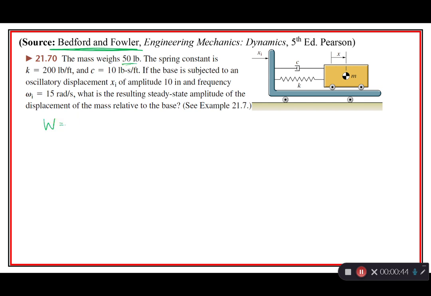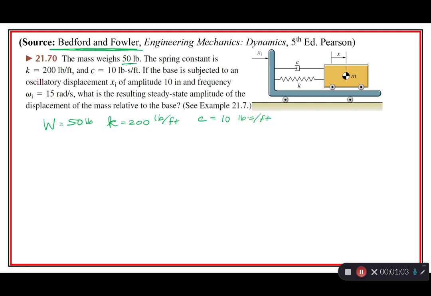So this mass weighs 50 pounds, which is really the weight, is 50 pounds. And the spring constant here is 200 pounds per foot. And we have a C, damping coefficient of 10 pound-seconds per foot.